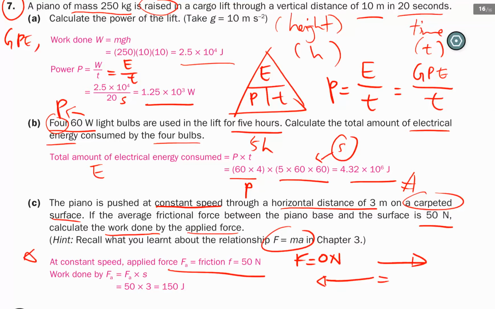This part is very important. The work done formula is force times distance moved in the same direction of the force. So if your applied force is 50 and your horizontal distance moved is 3 meters, you just multiply them and the answer is 150 joules. Okay, so that's the end of the explanation for the essential questions in the workbook. If you have any questions, do come and ask me.